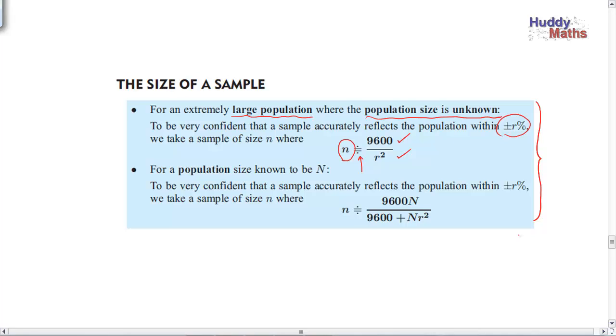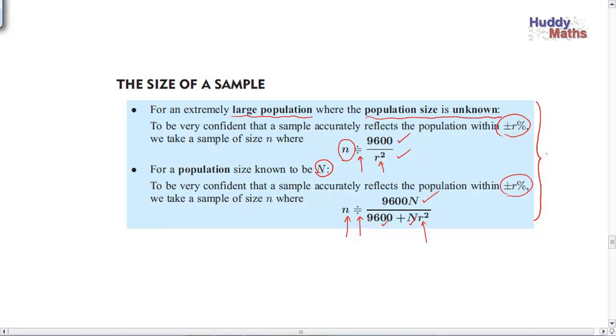Well, if you want to be within 5%, you'll divide by that number there, the r squared. Okay. If you know the size of the population, then the number you go out and sample is approximately 9,600 times N over 9,600 plus N r squared. There's the margin of error that you're prepared to have, and that's how it affects the sample size. So in other words, it will depend on how accurate you want this.